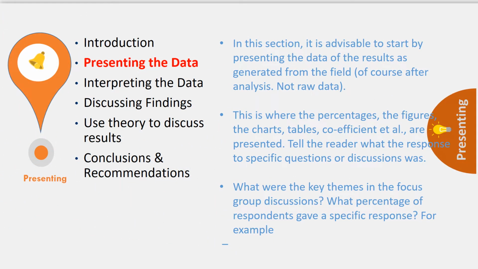When we are presenting the data, in this section it is advisable to start by presenting the results as generated from the field. This is where you get the percentages, the figures, the charts, the tables, the coefficients, and all of these are presented. So you need to use this information to tell the reader what the responses to specific questions or discussions actually were. What were the key themes of the focus group discussions? What percentage of respondents gave a specific response, for example? So here you're providing all your charts, data, tables, and you're giving what the data actually shows in terms of your collation.